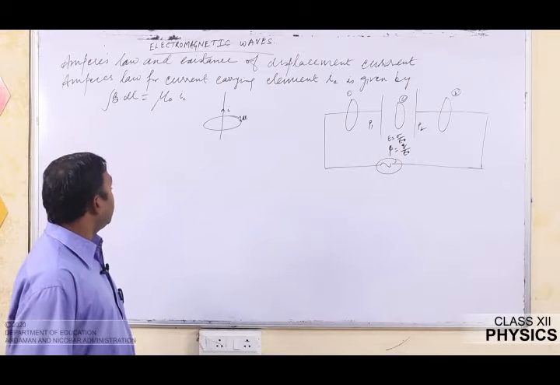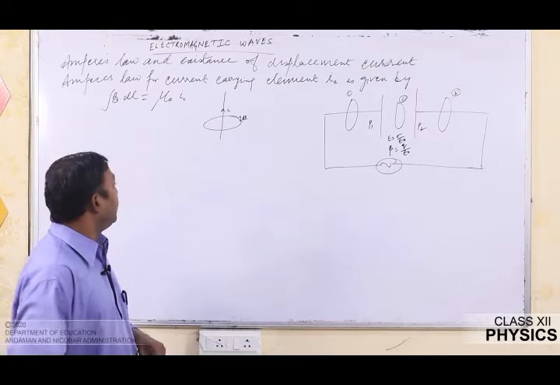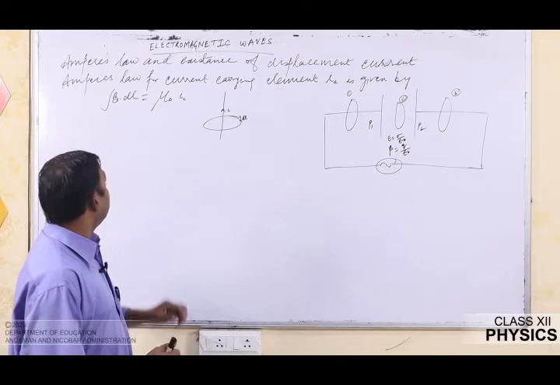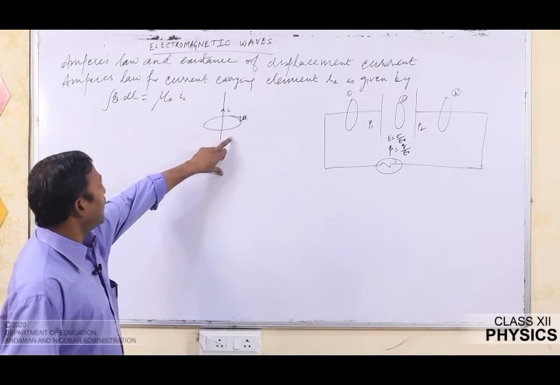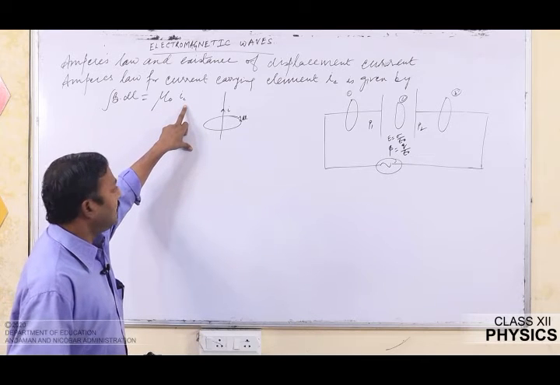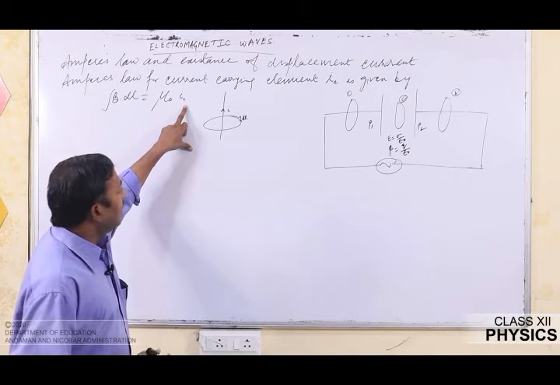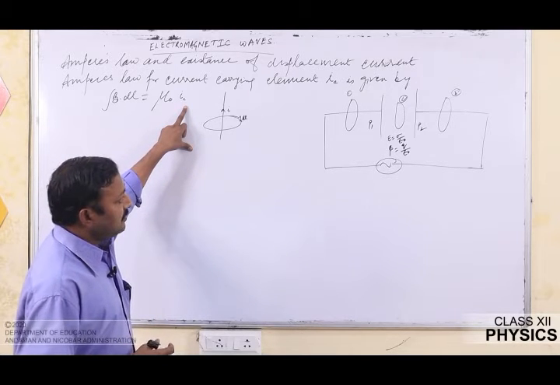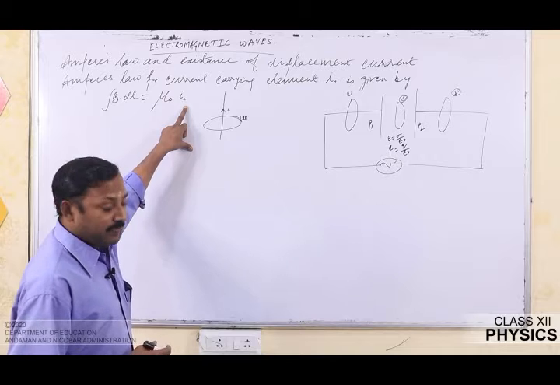Ampere's law you have already studied in your magnetism chapter. It says that the line integral of the magnetic field over a closed loop carrying current is given by mu 0 IC, where IC is the conduction current. Now, if we apply the same Ampere Circuital Law to the case of a capacitor, let us see what will happen.